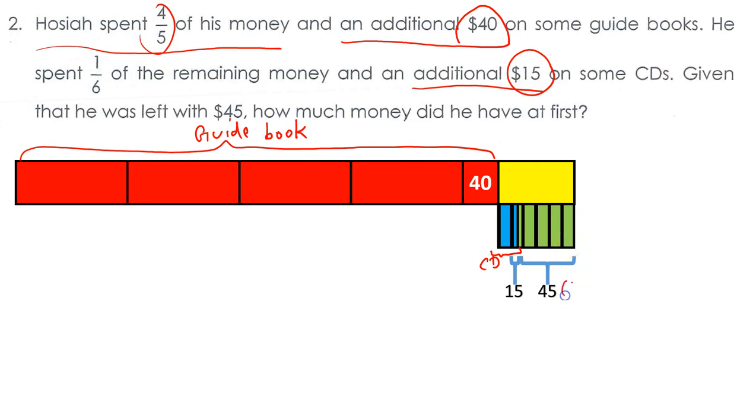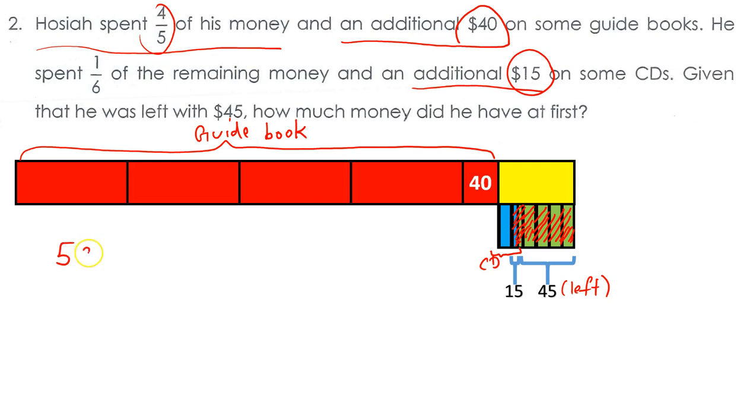This 45 means what is left, so I also label that. How much money did he have at first? Meaning to say the entire 5 big units. What money was that? Now looking at the model, let's start looking. There's a 15 and there's a 45 here. Now this 15 refers to the blue one plus the green one. All this actually forms a total of 1, 2, 3, 4, 5 small units.